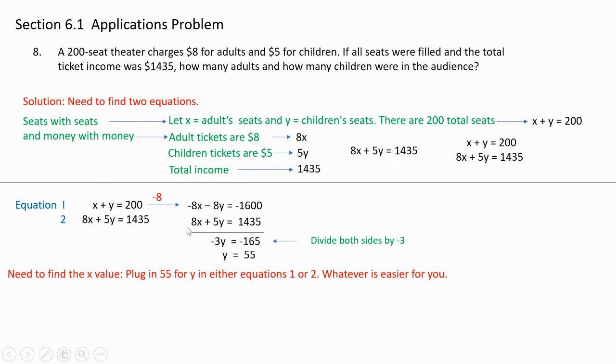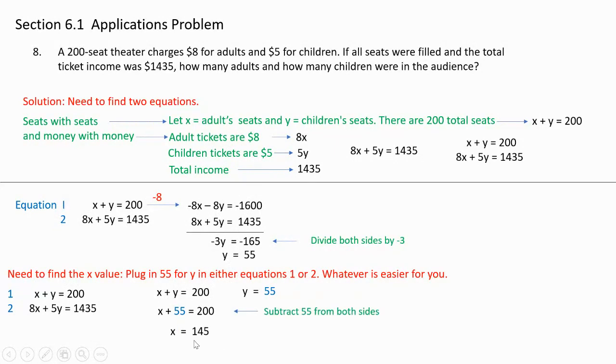So again, I can go back and plug them in on either one. In my opinion, it's easier number one because the numbers are much smaller. So when y is 55, I'm going to plug it in there, right? x equals, I subtract 55 from both sides, x equals 145. So x equals 145 and y equals 55.